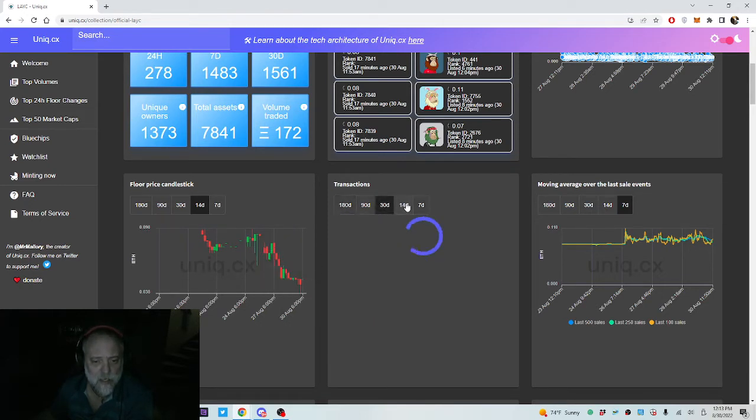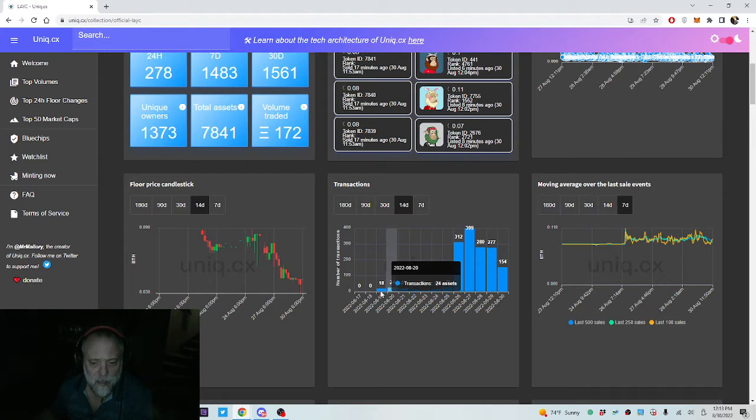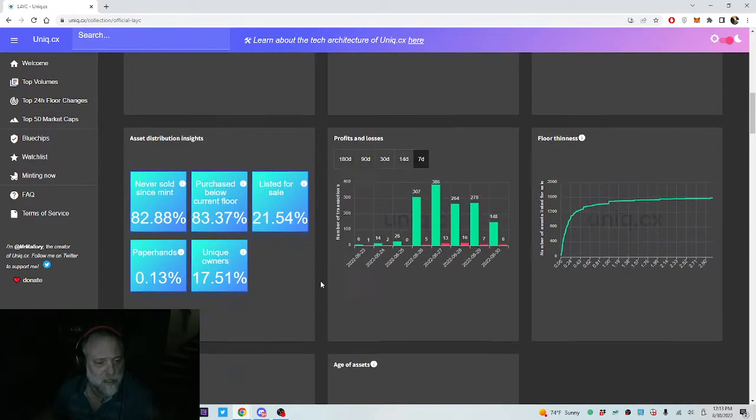Transactions, same thing. We'll go to 14-day because I know they've been out for more than 7 days. And the amount of transactions from the day they started minting, which was right here, has exploded, as you can see. Not a whole lot was being moved in those first few days. Now all of a sudden there's all kinds of sales going. Moving average, same thing. Not a whole lot of movement because they've only been out for about 7 days.